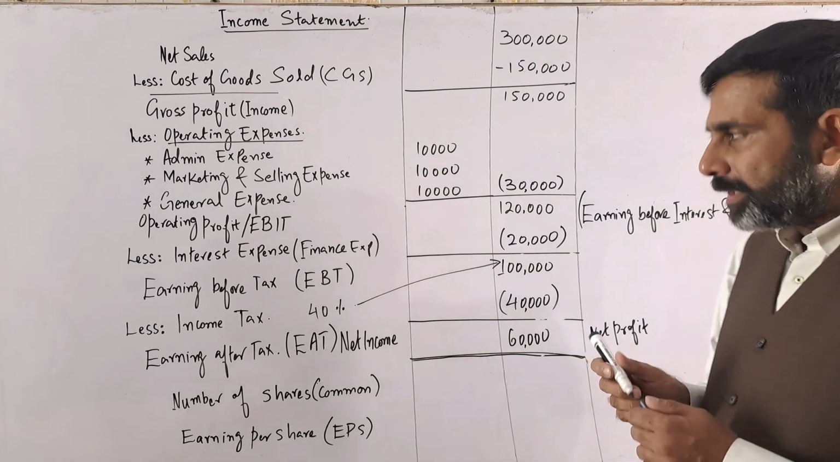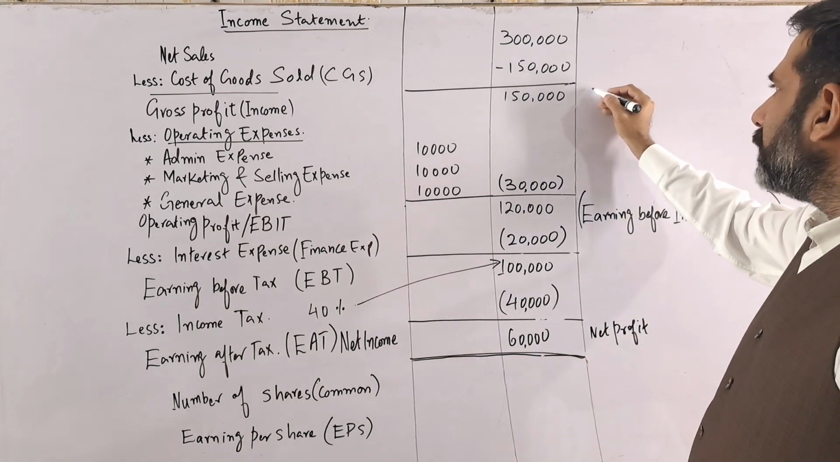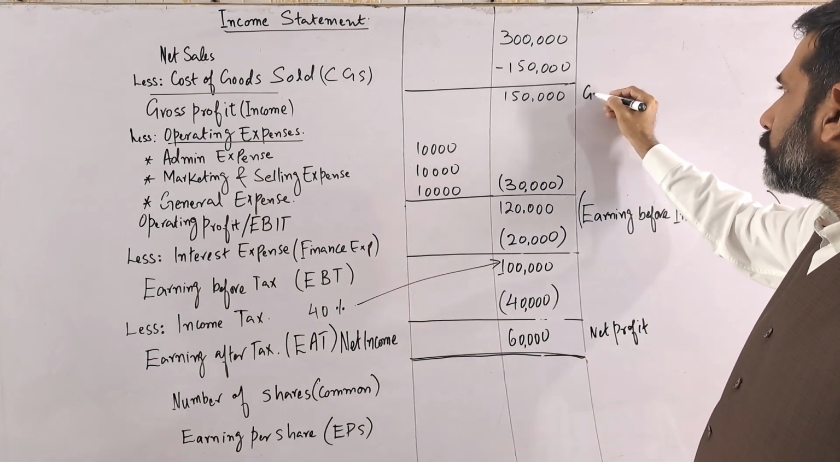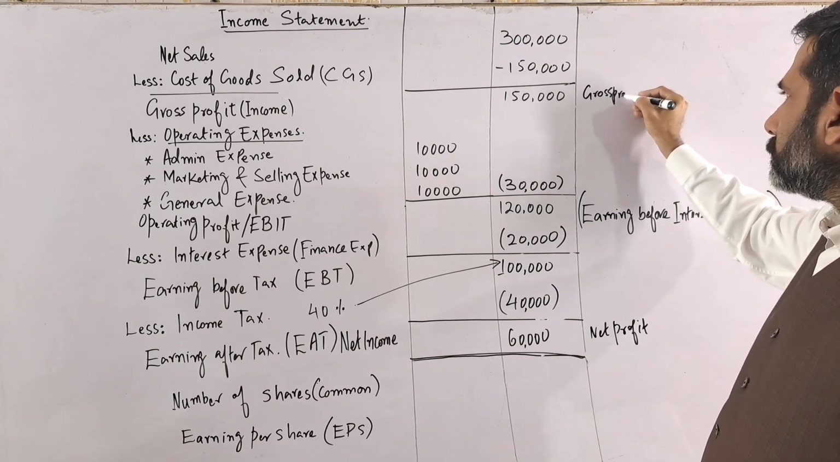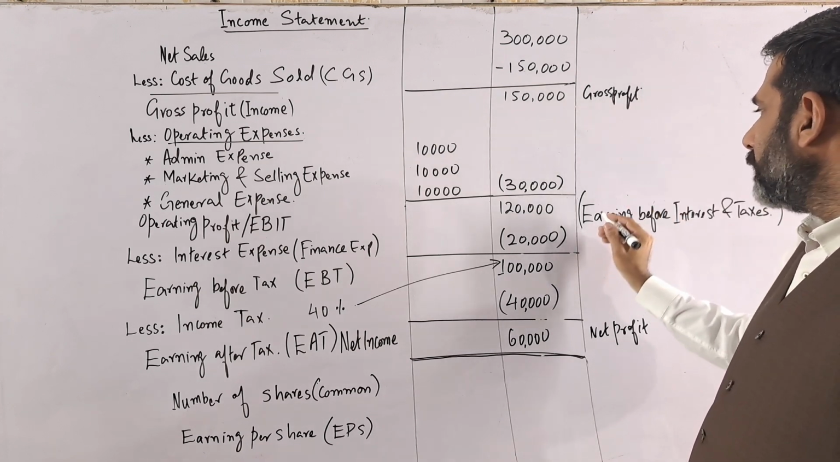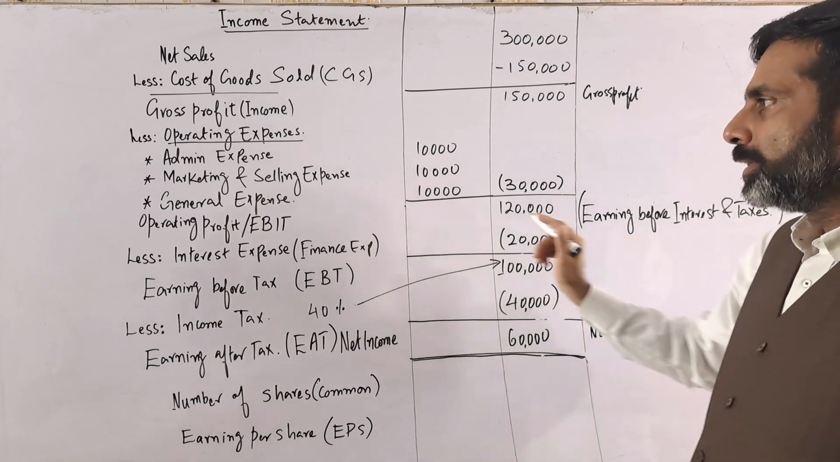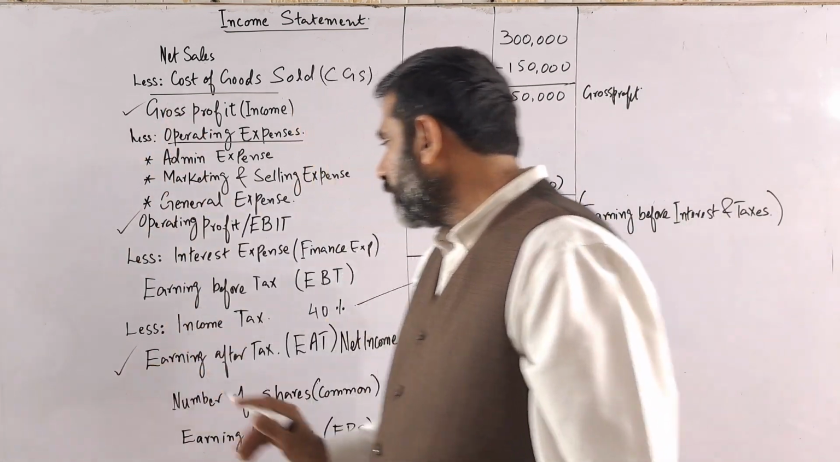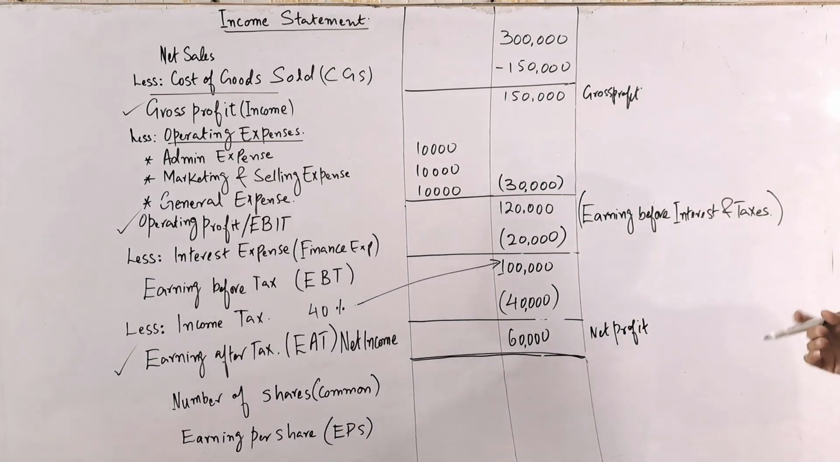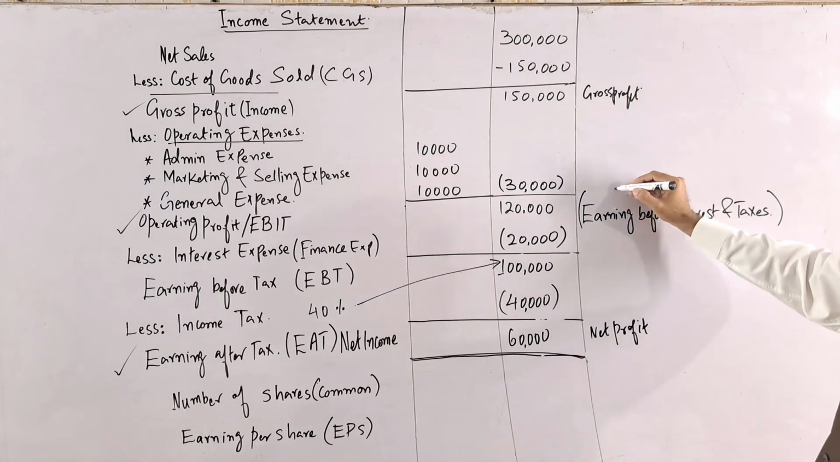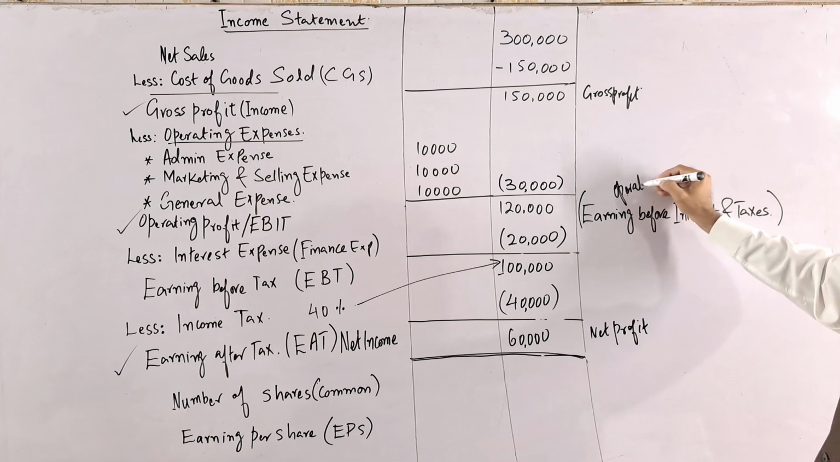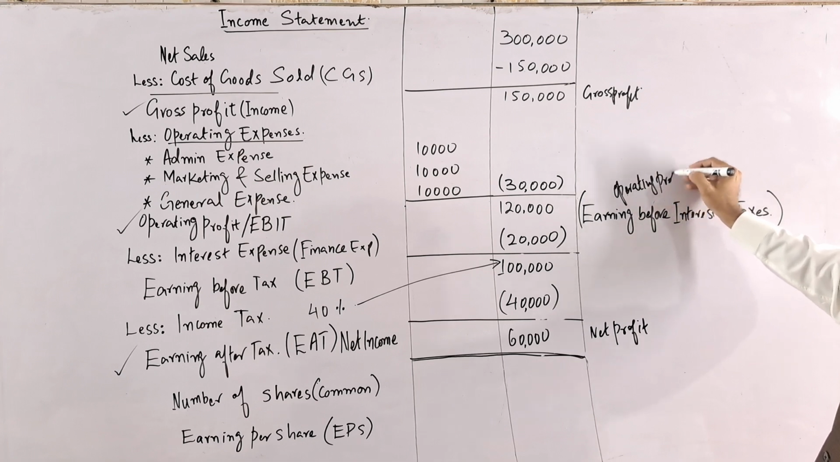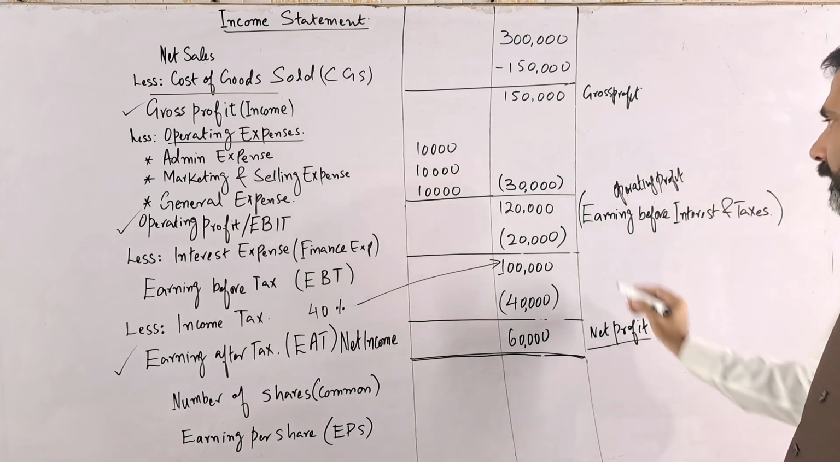So if we look at that, we have three types of profit. We have a gross profit, then we have an operating profit. Okay, gross profit is there, operating profit is there, and then we have the earning after tax, or the net profit. So the gross profit, operating profit, and then we have a net profit.